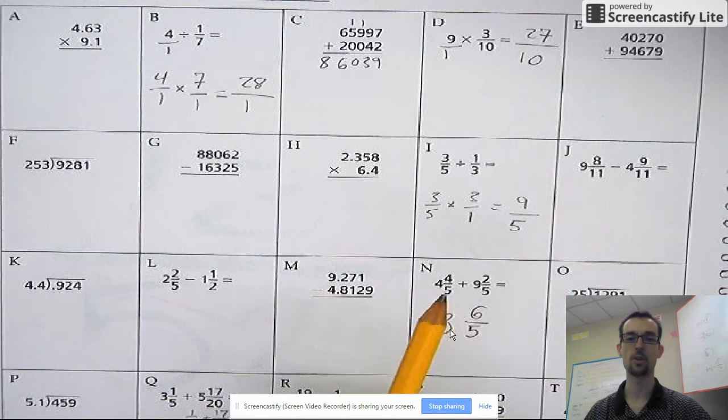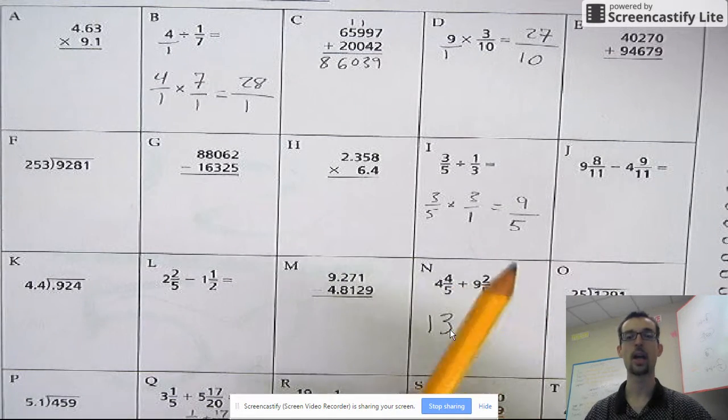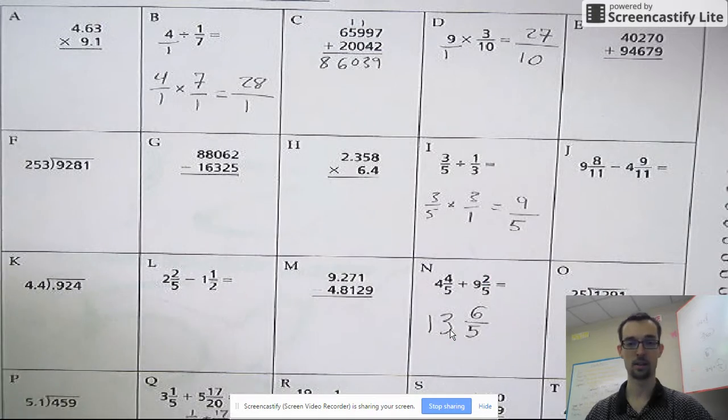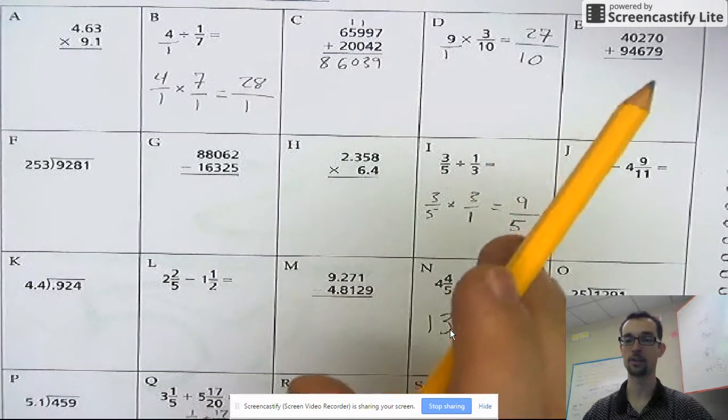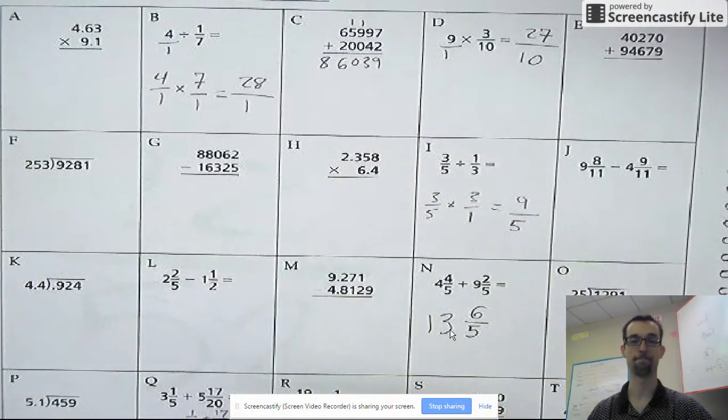So the first thing I do is multiplying fractions and dividing fractions. That's the first thing I do. After I'm done with those, I do adding, either integers, decimals, or fractions. Next video, we'll go on to what I do next.